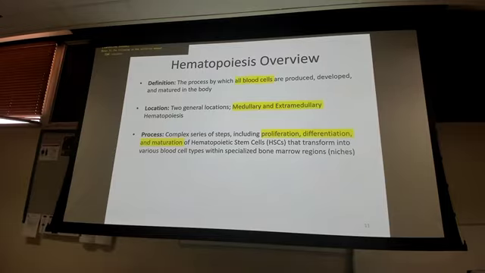So hematopoiesis overview. Hematopoiesis is the process in which all blood cells are produced, developed, and matured in the body. All right, we have two locations, medullary and extramedullary, and the series of steps includes proliferation, differentiation, and maturation.